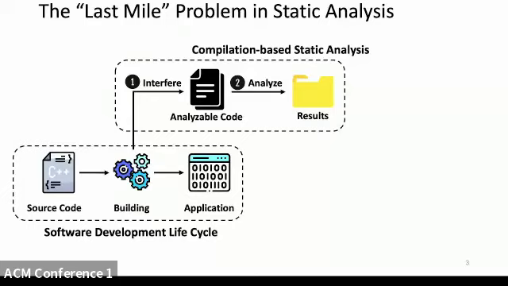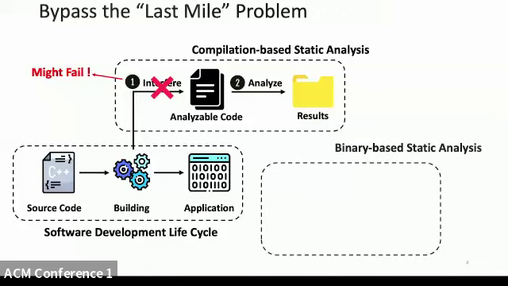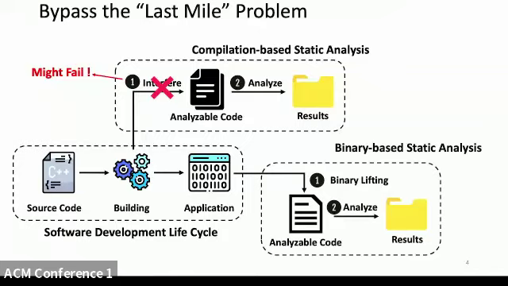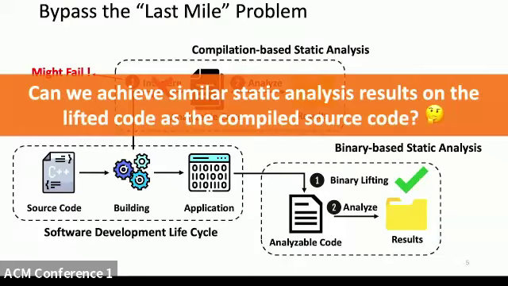However, compilation interference is not always feasible due to the complexity of the building system. This difficulty could severely hinder the deployment of static analysis tools, which we refer to as the last mile problem. We can bypass this problem by obtaining code for analysis through binary lifting on the application binaries, which is non-intrusive to the building process and is unlikely to fail in real-world cases. So the remaining problem is, can we achieve similar static analysis results on lifted code as on the compiled source code?